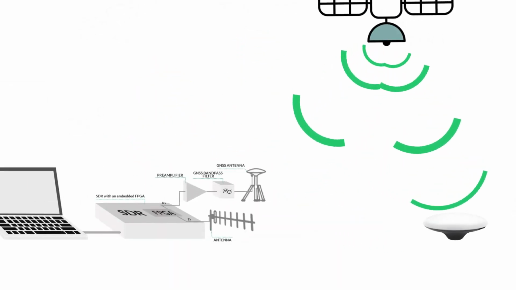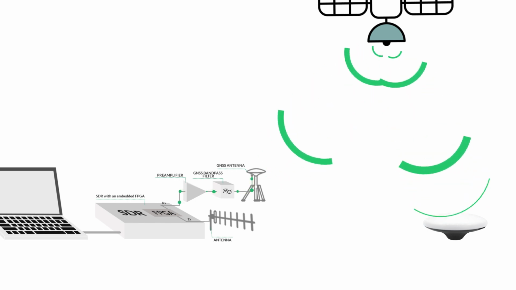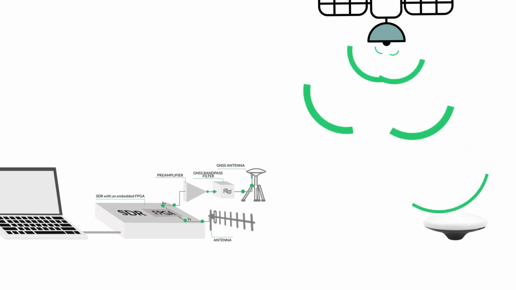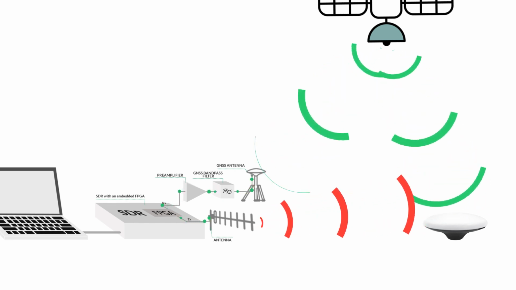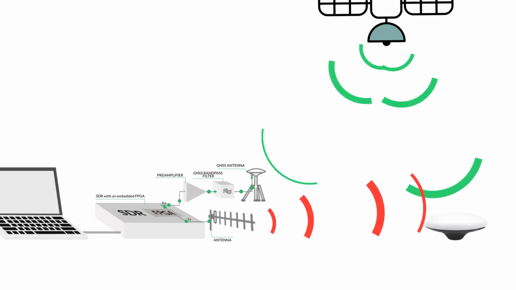Other types of attacks, such as record and playback and meaconing, transpire. It's simple to record a live signal and replay it or rebroadcast it in real time. Future prospective developments on GNSS signal authentication will not work in that case.